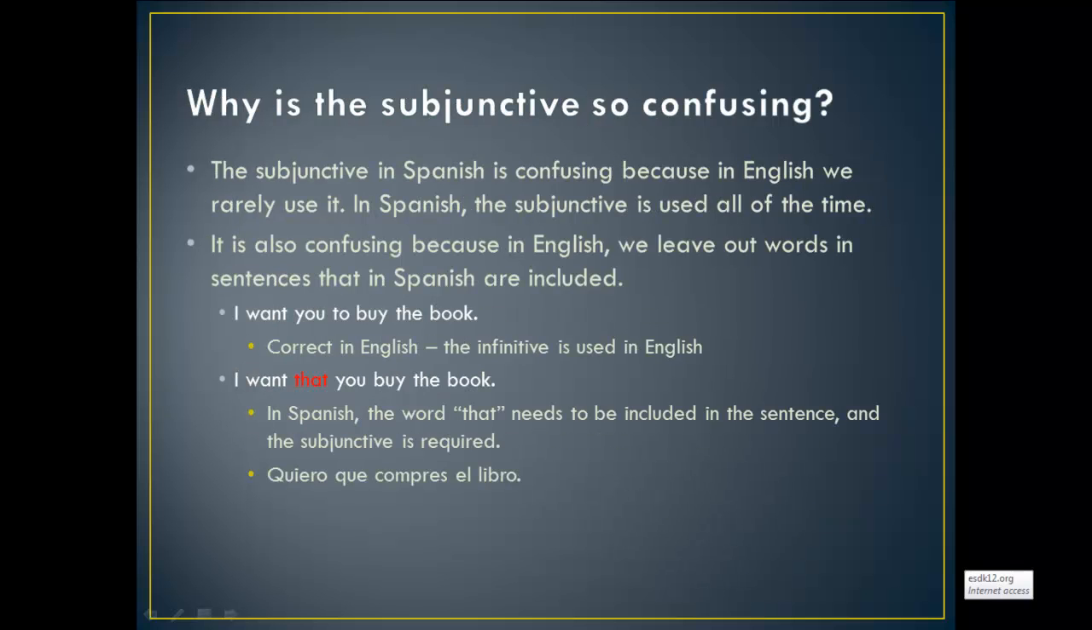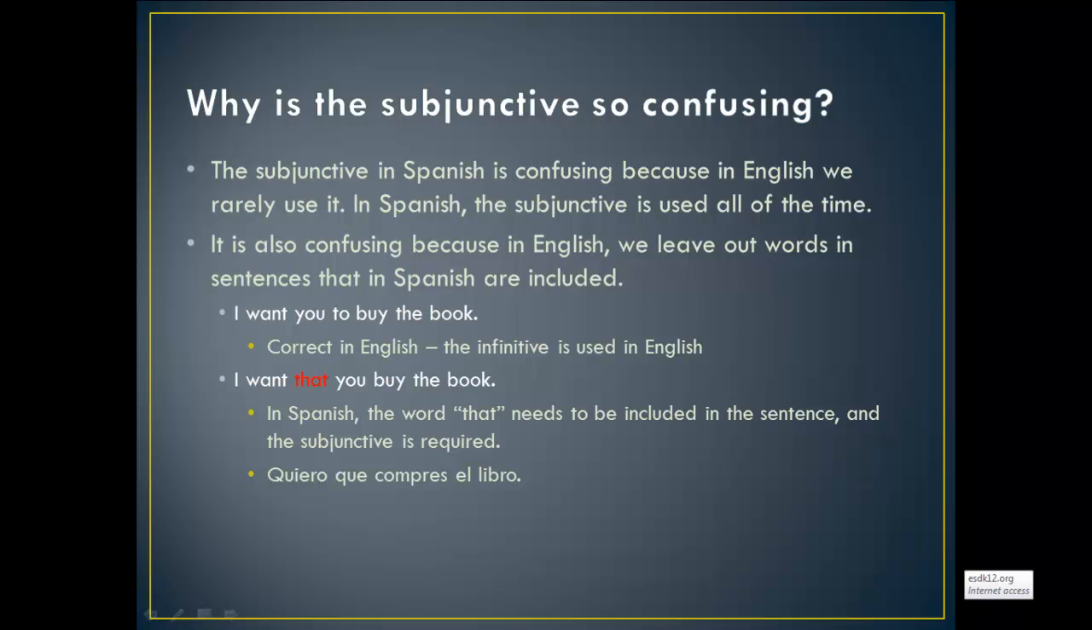So why is the subjunctive so confusing? The subjunctive in Spanish is confusing because in English we don't use it a lot, okay? In Spanish we use it all the time, so it's not something we're necessarily accustomed to. It's also confusing because in English we leave out the words that in Spanish are included. So in English I'm going to say, I want you to buy the book. I don't have to conjugate the second verb, easy peasy lemon squeezy, right? In Spanish, I'm going to say, I want that you buy the book. All right? That has to be included in the sentence.